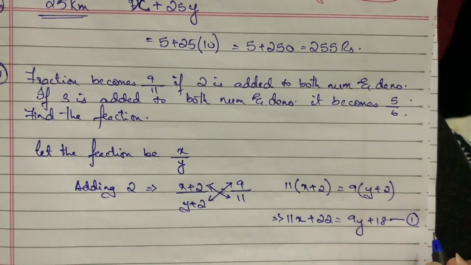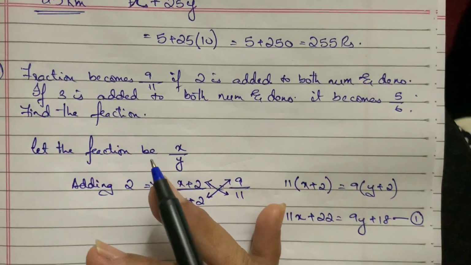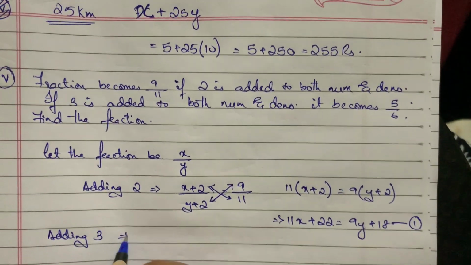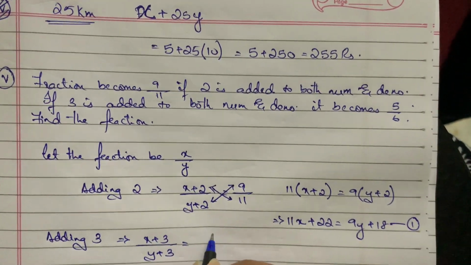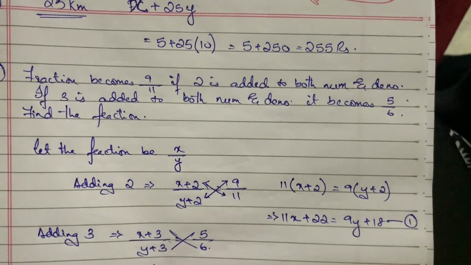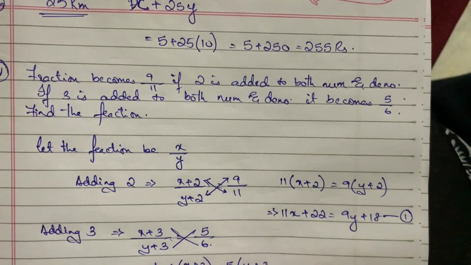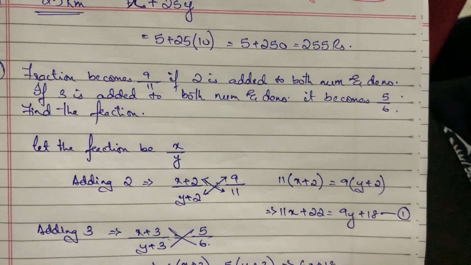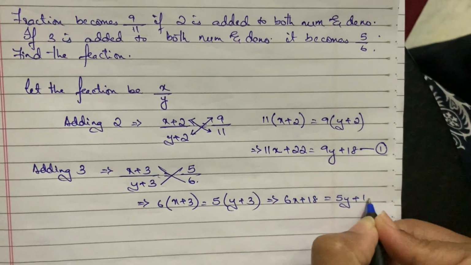Then I have another equation: the same fraction, if 3 is added to both numerator and denominator. So now the condition is adding 3. It becomes x plus 3 and y plus 3. The fraction becomes 5 by 6. Again cross multiplication: that becomes 6 times x plus 3, which is equal to 5 times y plus 3. Then the equation becomes 6x plus 18 is equal to 5y plus 15.